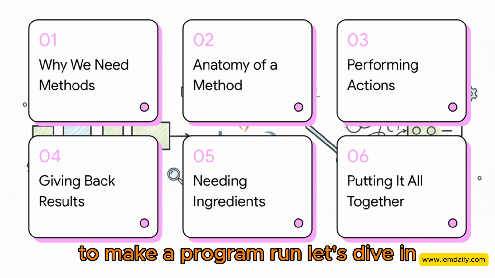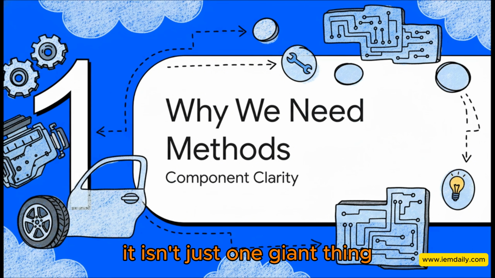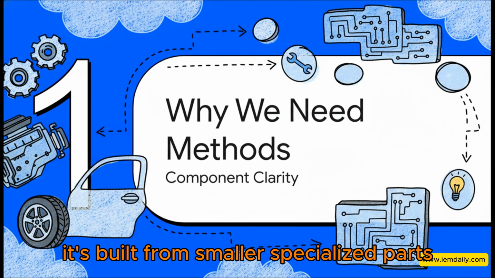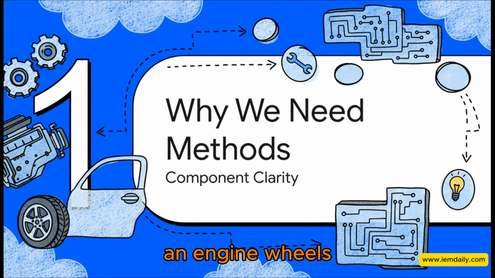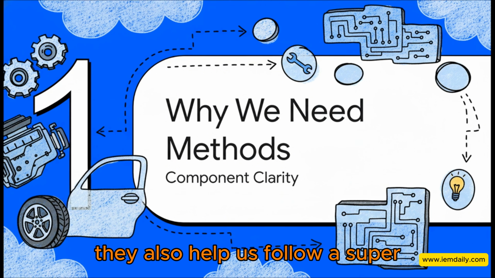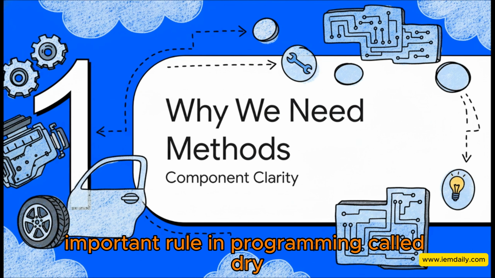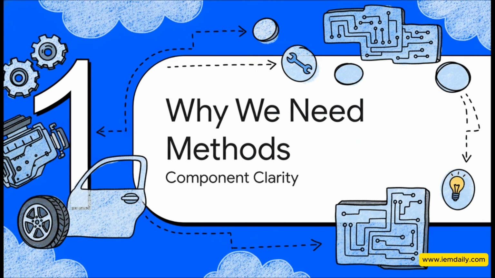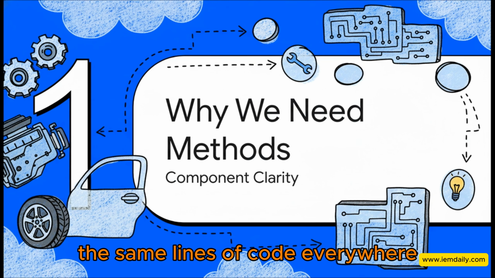You know, a big piece of software is a lot like a car. It isn't just one giant thing. It's built from smaller, specialized parts, an engine, wheels, doors. Methods let us build our code the same way, as a collection of clear components. They also help us follow a super important rule in programming called DRY, don't repeat yourself. Instead of copying and pasting the same lines of code everywhere, you just write it once inside a method and call it by its name whenever you need it.